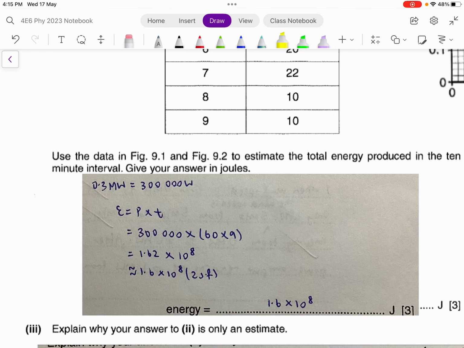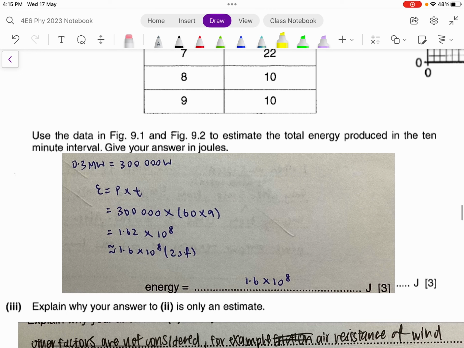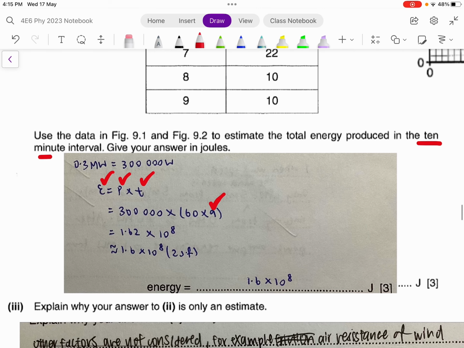Here they are asking you, can you estimate the total amount of energy produced in a 10-minute interval? Many of you resorted to multiplying by the time. Many of you can recall this formula, which shows me that you know that you have to find energy. The problem is with the time. When you see that it is a 10-minute interval, either you substitute 10 here or you substitute 9. Actually, both are wrong.